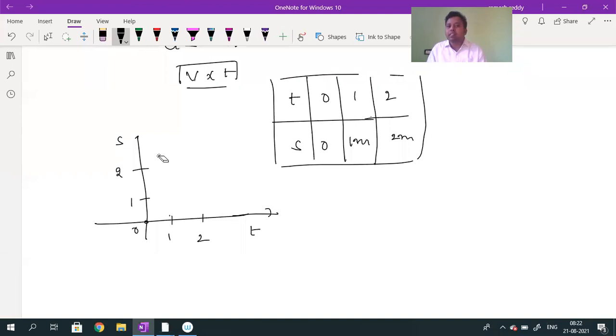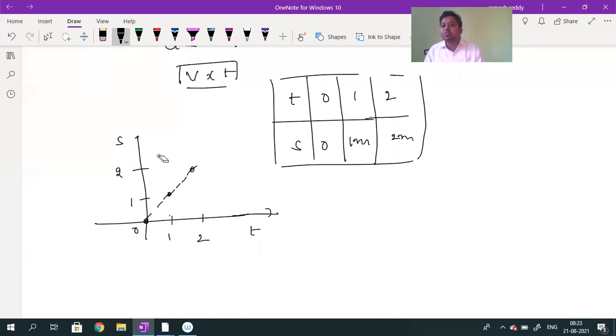At time t is equal to 0, s is equal to 0, first point. At t is equal to 1, s is equal to 1. At t is equal to 2, s is equal to 2. Now if I draw a line joining these points, I get a straight line. With increasing time, displacement also increases in the same proportion. The body covers equal distances in equal intervals of time. Understood? Displacement is directly proportional to time.